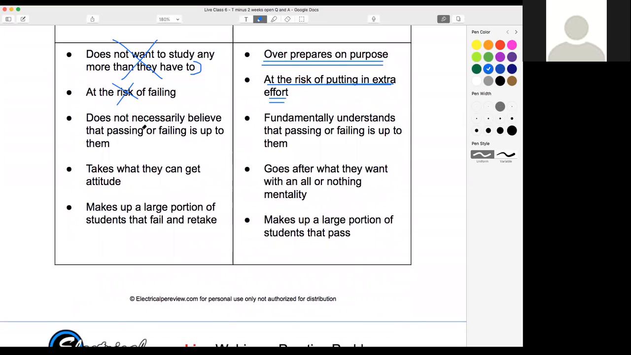Next, the unsuccessful student does not necessarily believe that passing or failing is up to them, right? Wrong. That's not a mindset we want to hold on to. Successful students fundamentally understand that passing or failing is entirely up to them, right? They're entirely responsible for their outcome. More fuel to the fire: everything that you do between now and the exam may make or break a passing score, so keep that in mind.